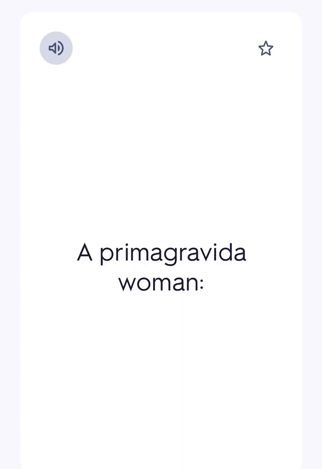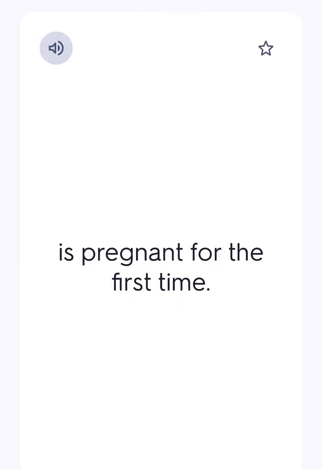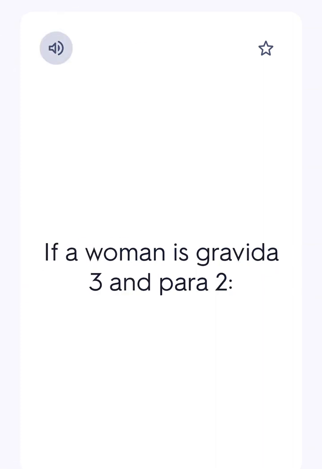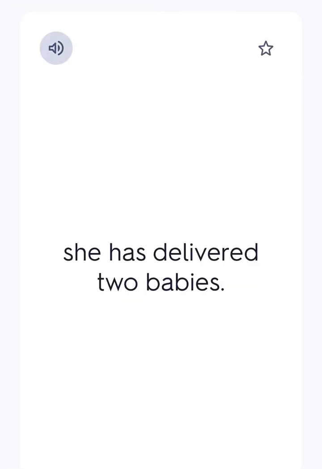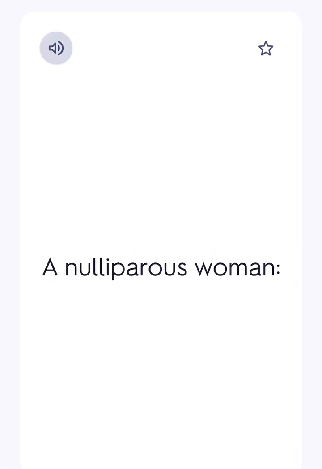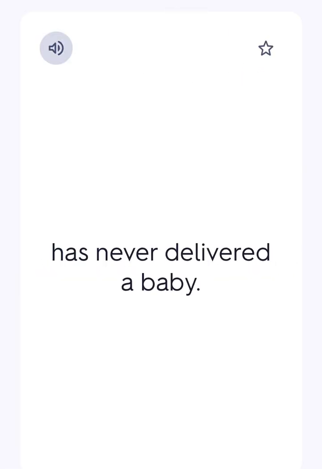A primigravida woman is pregnant for the first time. If a woman is gravida 3 and para 2, she has delivered 2 babies. A nulliparous woman has never delivered a baby.